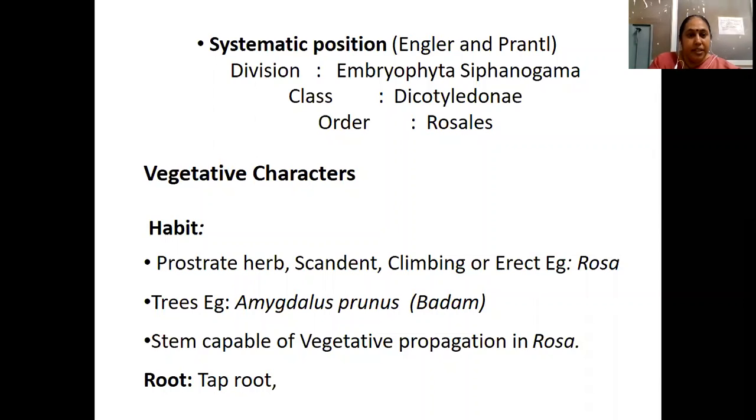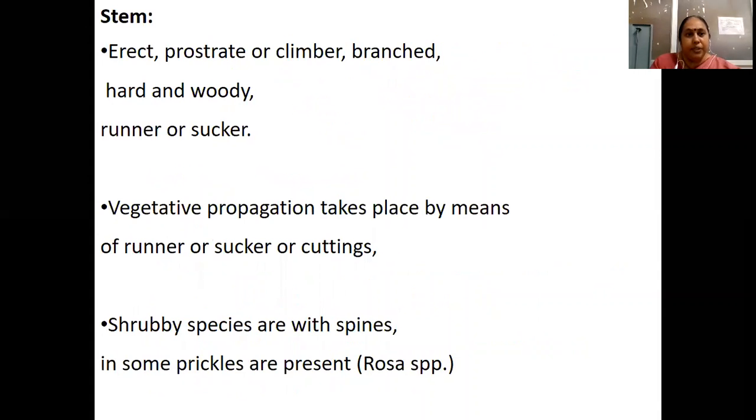The vegetative characters. Coming to the habit, most of the plants are prostrate herbs, scandent, climbers or erect. The best example is Rosa. Some of them are trees, for example, the badam, Prunus amygdalus. The stem in some of the plants is capable of vegetative propagation. The best example for this is rose. Coming to the next one, that is the root. The root in this family is a taproot.